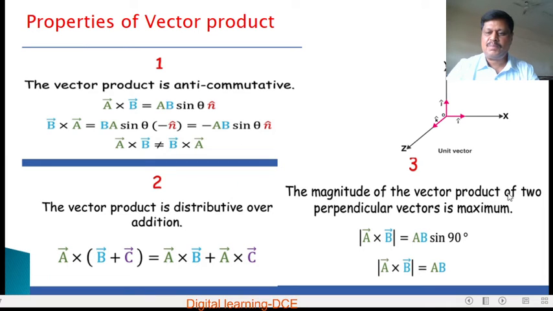The magnitude of the vector product of two perpendicular vectors is maximum. We know that the magnitude of A cross B is equal to AB sin theta. Here the angle between perpendicular vectors A and B is 90 degrees. So AB sin 90, and the value of sin 90 is 1, and 1 into AB is AB. So A cross B is equal to AB, and it is a maximum value.